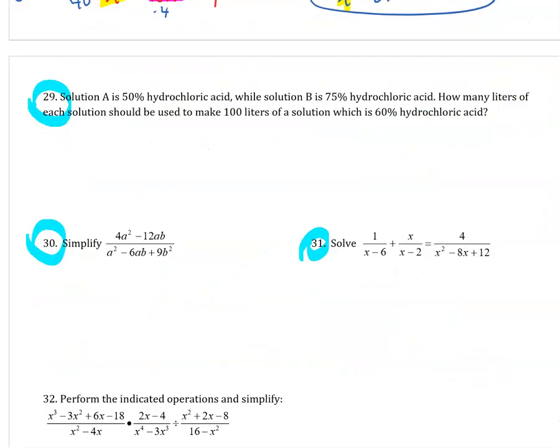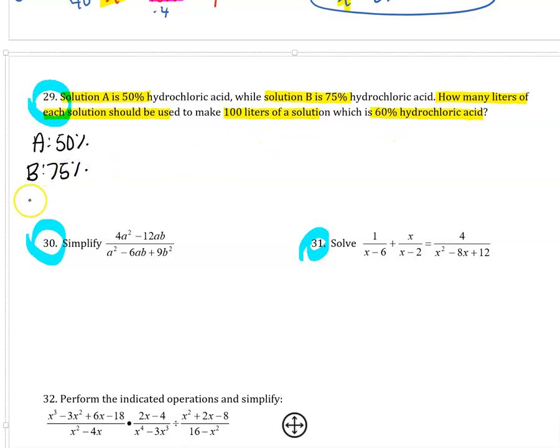On to the last page here. I actually added question 31 to this mix because I felt that it was a good one to do as well. So really whipping through these problems. Starting with question 29, solution A has 50% hydrochloric acid, while solution B is 75% hydrochloric acid. How many liters of each solution should be used to make 100 liters of a solution which is 60% hydrochloric acid? Okay, so we've got solution A, which is 50%, solution B, which is 75%, and then a 60% mixture.